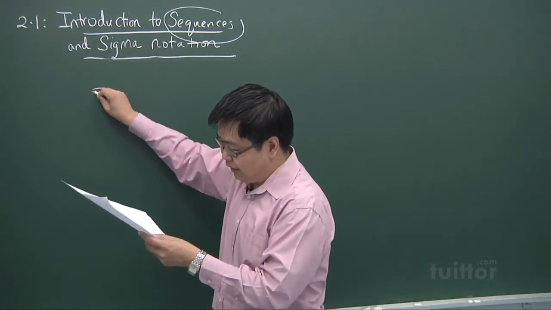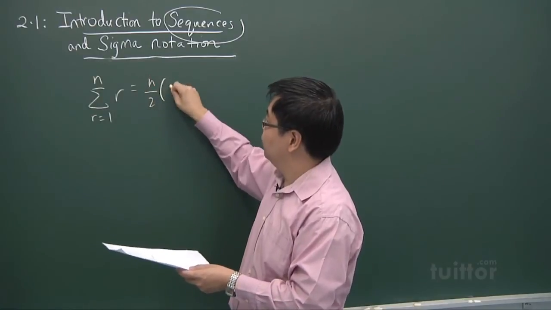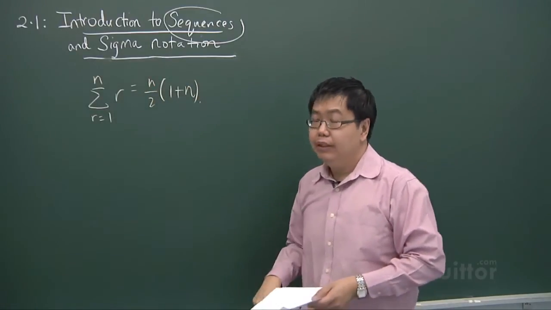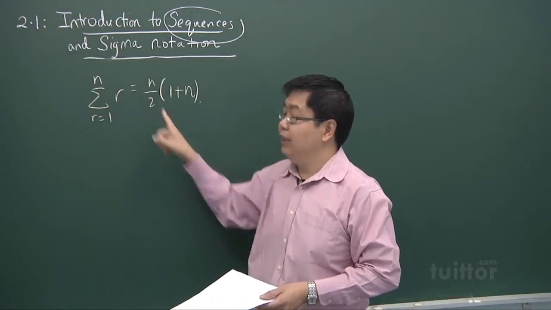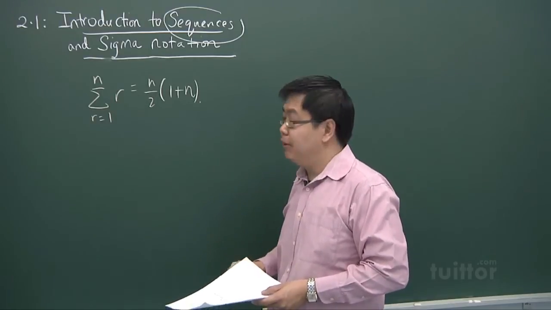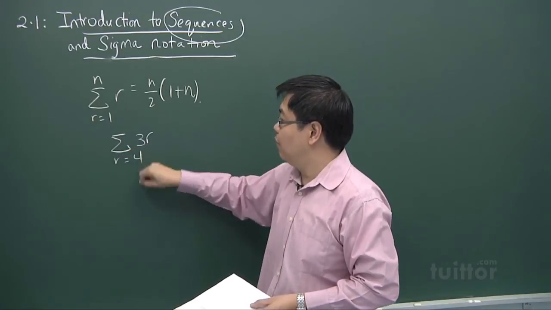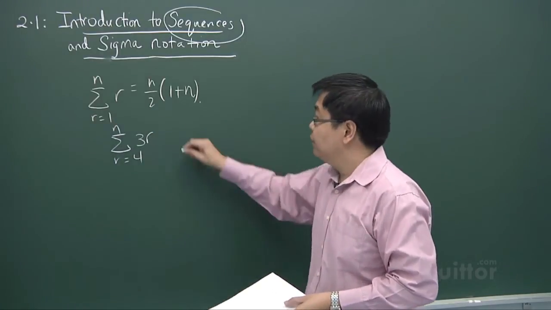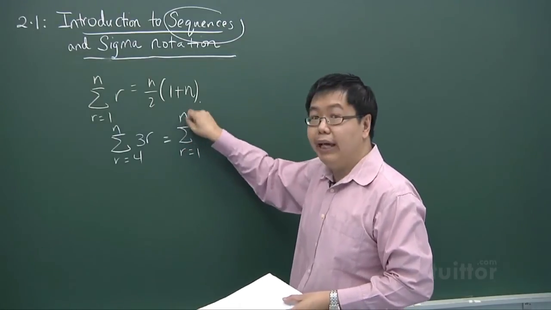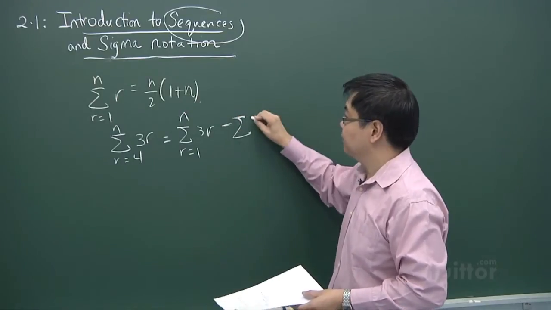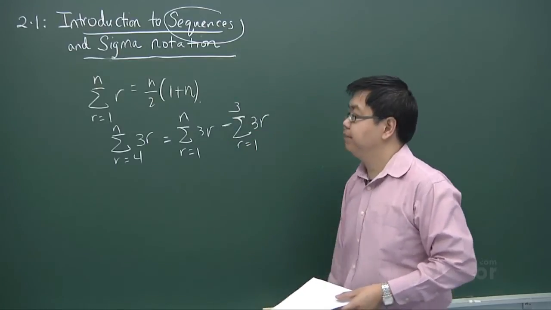Okay, so let's look at this one. The summation of r from 1 to n equals n over 2 times 1 plus n. Now, in this law, it allows us to find the summation of r from 1 to n. But besides allowing us to find the summation of r, it also allows us to find things like this, the summation of 3r from r equals 4 to n, for example. You can always write it as the summation of 3r, r equals 1 to n, minus the summation of 3r from r equals 1 to 3.